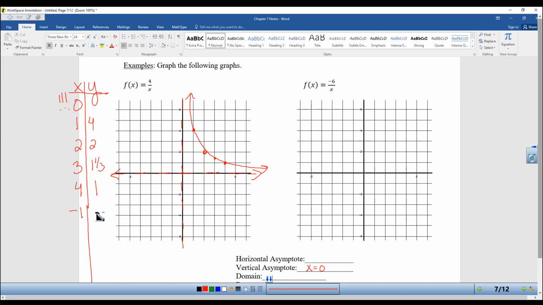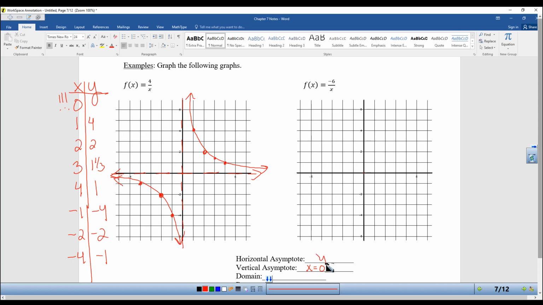So at -1, it's -4, and you'll see this symmetry there. And then at -2, -2, and then I'm going to skip that 3. That wasn't a nice point to plot. So at -4, -1. And that's how I can get that branch right there.